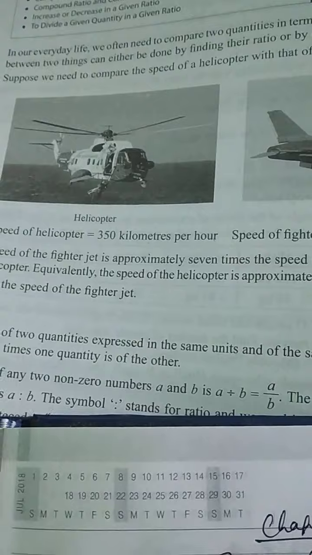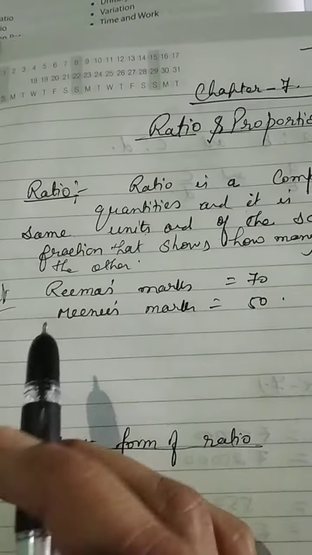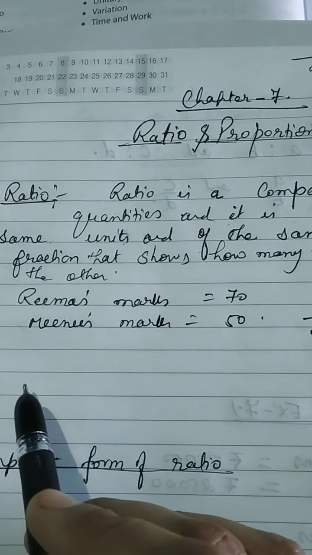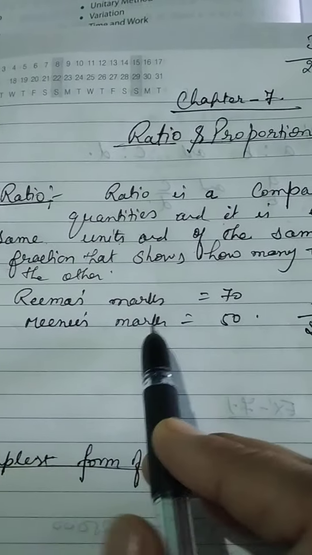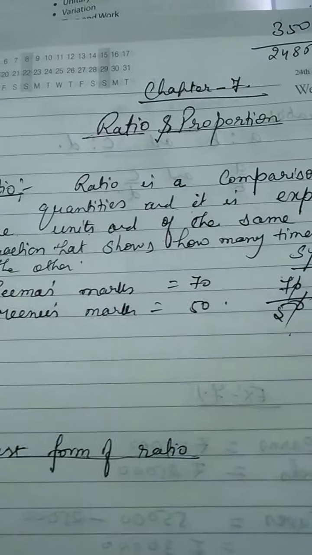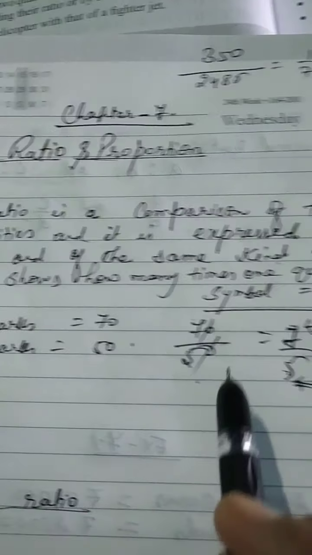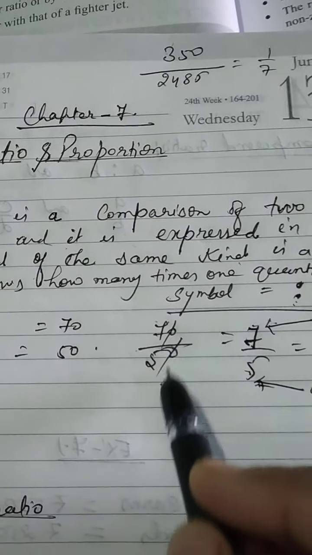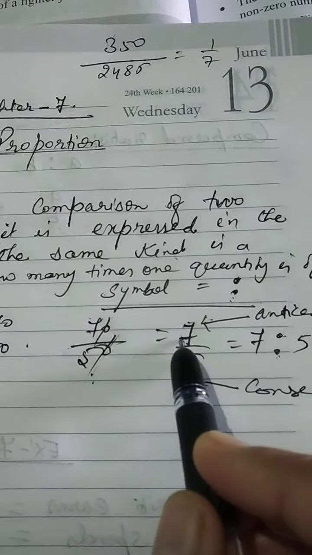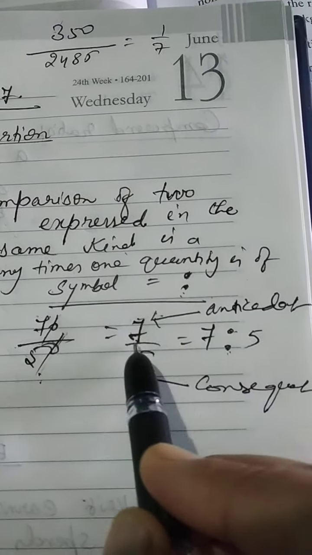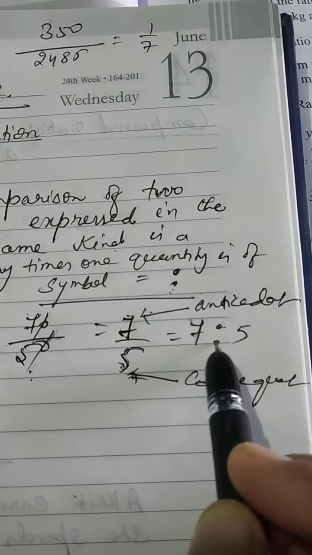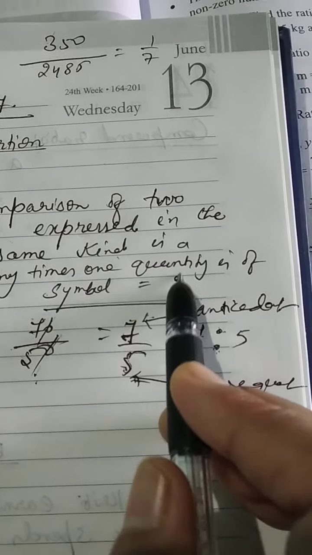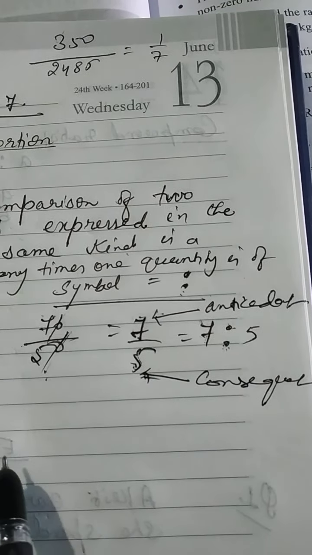But how have we compared? Take one more example, you can understand it better. Suppose Rama has got 70 marks in any subject, and Minu's marks are 50. We want to compare their marks. So 70 by 50, we can write it in this fractional form. Now 0 will get cancelled, 7 by 5, or we can write it in ratio as 7:5. This is read as 7 is to 5, and these two dots are the symbol of ratio.